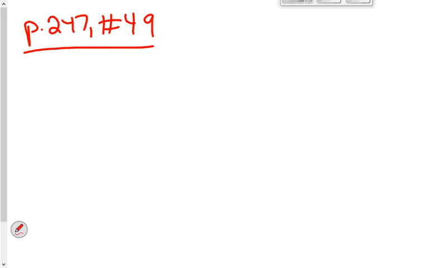And just talk again a little bit more about the different types of change and how changes in the independent variable can affect the dependent variable. So if somebody would read us number 49, please.